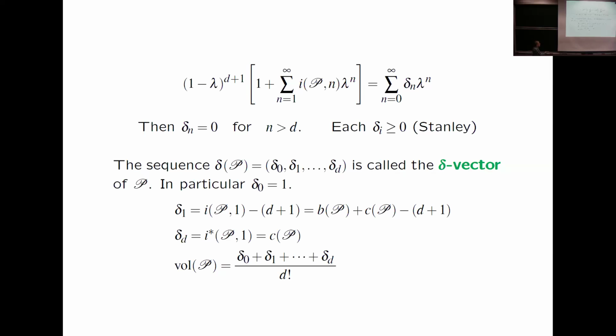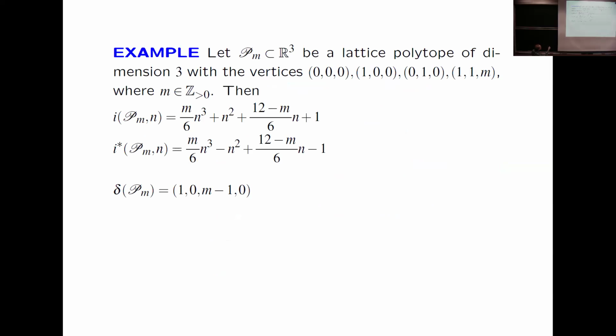So in any case, if we know this h-star polynomial, then we can compute the volume of P. But the degree is d, so we cannot compute i_P(n) in terms of B and C only. We need more information to decide i_P(n). In this example, the delta vector is 1, 0, n minus 1 and 0. The delta vector is always non-negative, but the coefficients of i_P(n) can be negative if m is bigger. So usually the coefficients are not necessarily non-negative, but the delta vector is always non-negative.